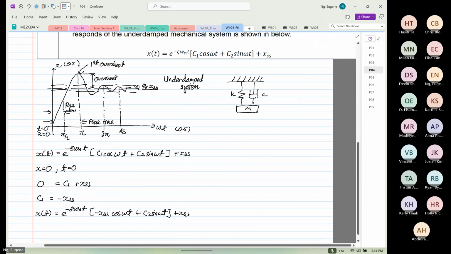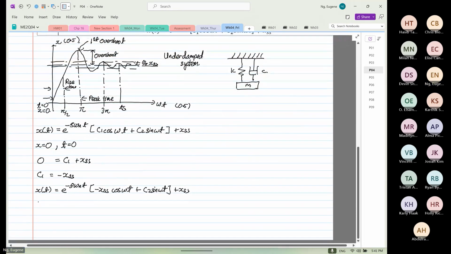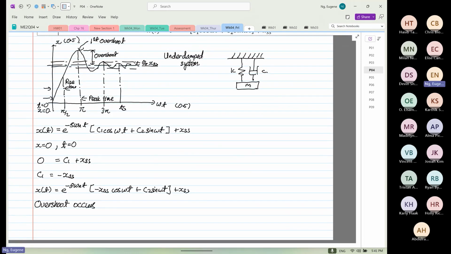So we know from the diagram, overshoot occurs when omega t is equal to pi. So therefore, omega is equal to pi over t. Oh, sorry, no. You're going to substitute t is equal to pi over omega, because the variable on the right-hand side is a function of time.